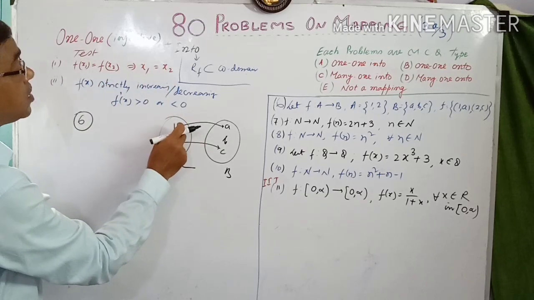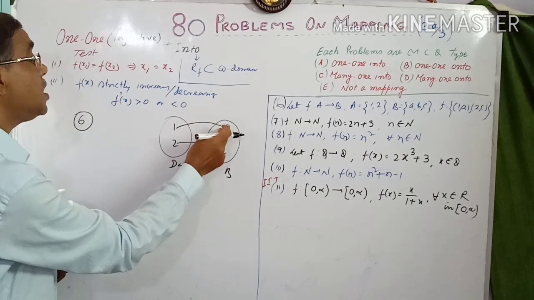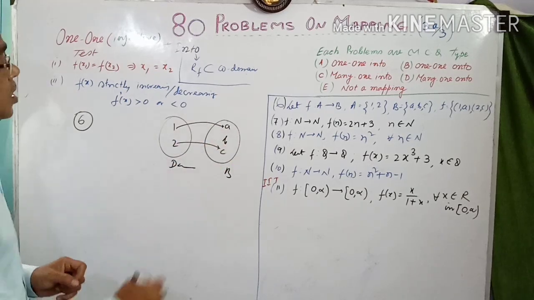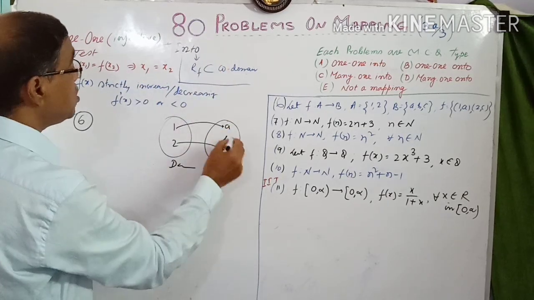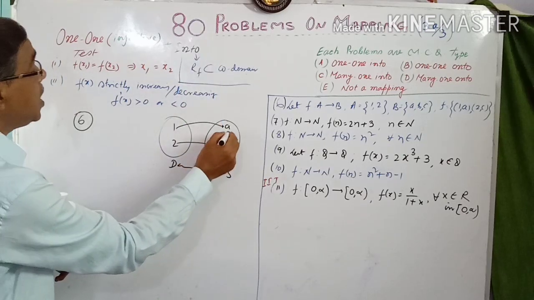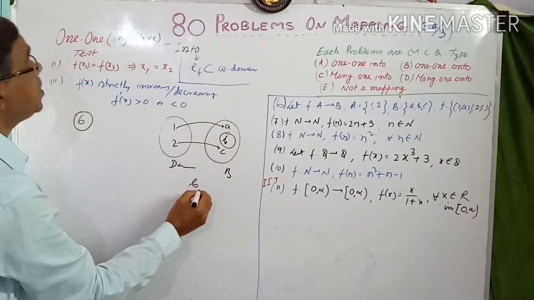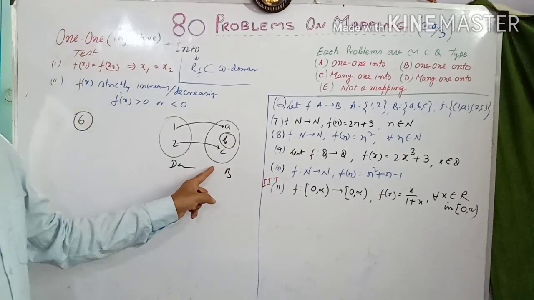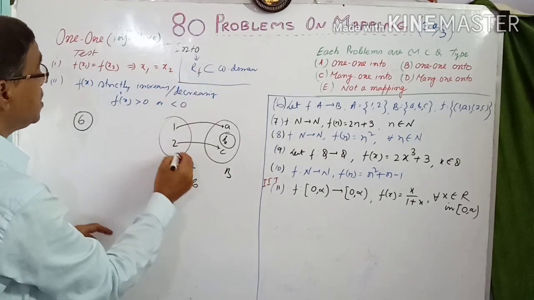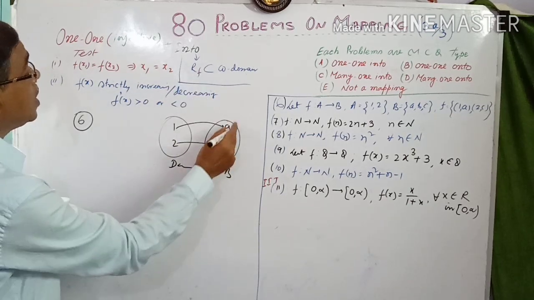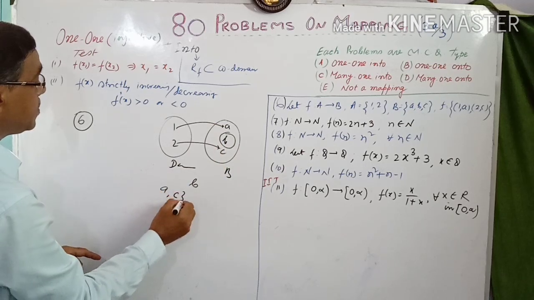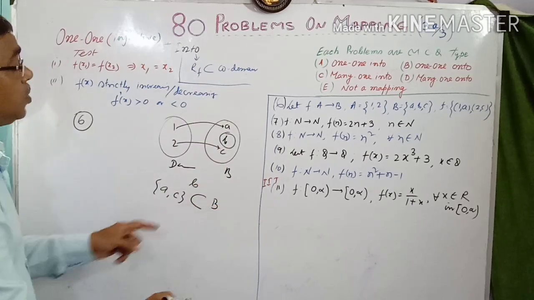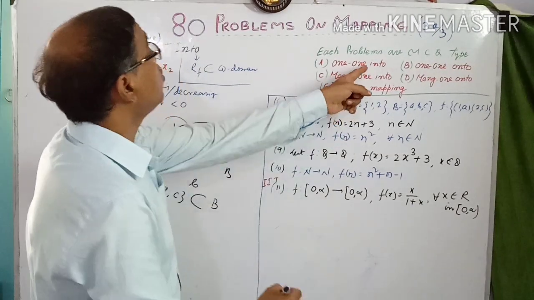Only one has the only images, A to C. This is the case of 1-1. Also, it is into case because here the element B is excess on the codomain set. Therefore, f(A), that is the image set AC, is a subset of the codomain set B. Therefore, the result is 1-1 into.